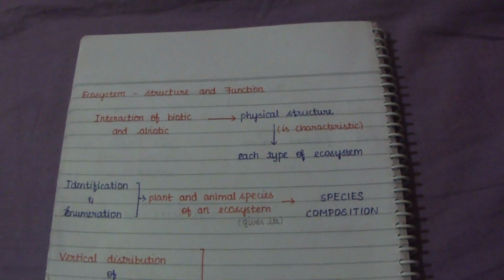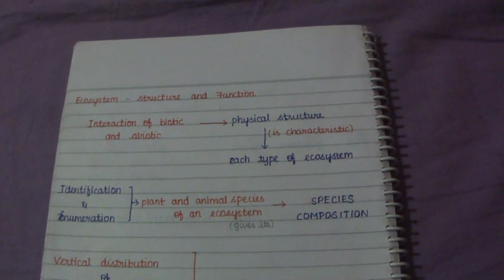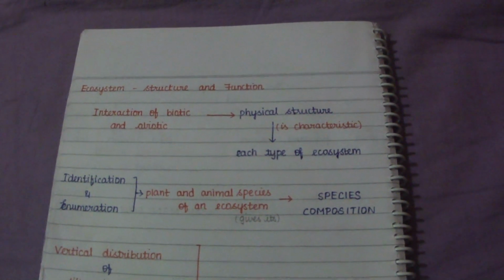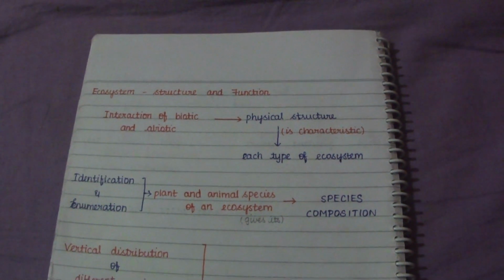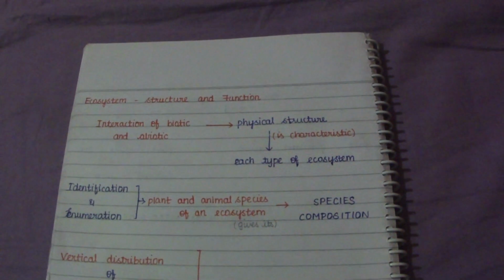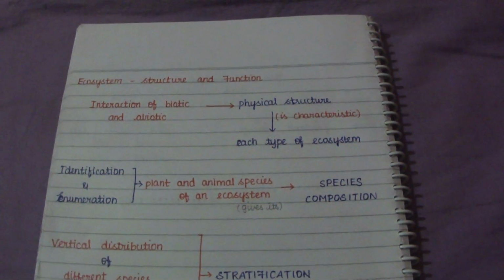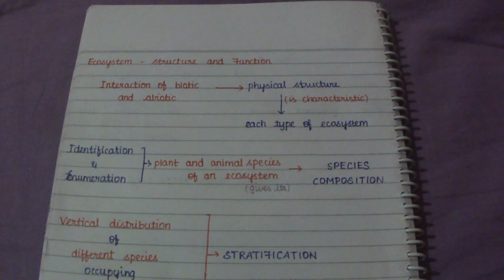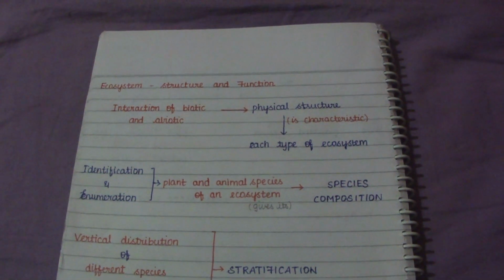We also know the various components of the environment, that is biotic and abiotic. We have deeply discussed what abiotic and biotic are, but now we go through the flow of energy within the abiotic and biotic components of the ecosystem. When the biotic and abiotic components interact, they result in a physical structure, which gives out characteristics for each type of ecosystem.